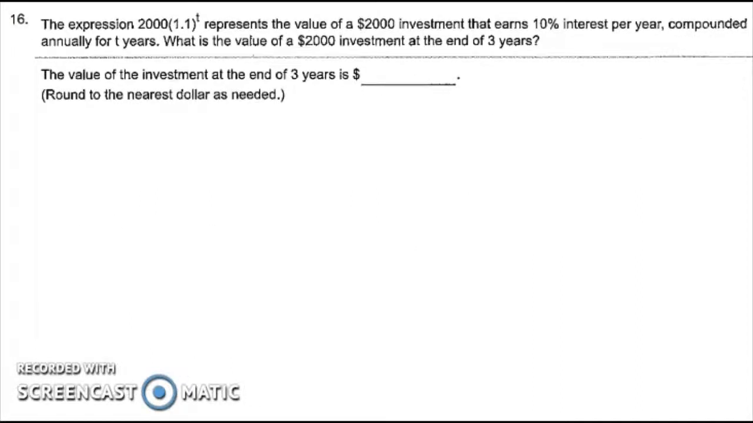Number 16, it says the expression 2,000 times 1.1 to the t represents the value of a $2,000 investment that earns 10% interest per year, compounded annually for t years. What is the value of a $2,000 investment at the end of 3 years? So t represents 3. So all you do is put 3 in for t and put that into the calculator. 2,000 times 1.1 to the third power, and that gives you $2,662. And that is number 16.